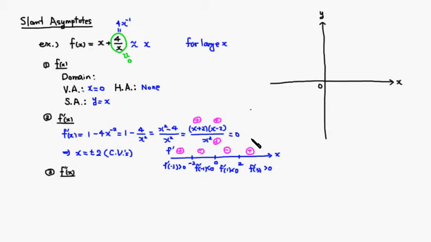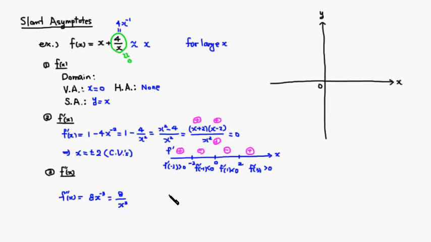Alright? So let's take the second derivative as well. So let's look at the second derivative, f double prime of x. This is going to be: the derivative of 1 is 0. The derivative of negative 4x to the negative 2 would be positive 8x to the negative 3 power. So you have 8 over x cubed.